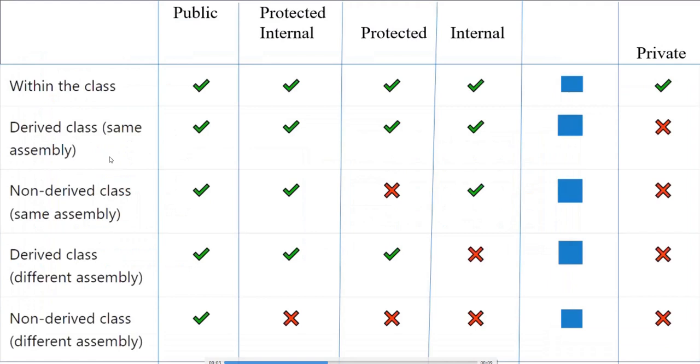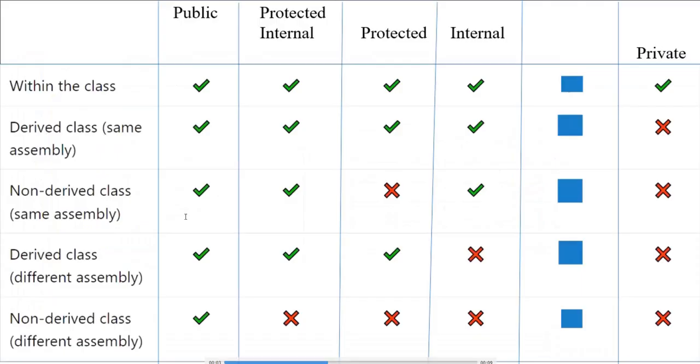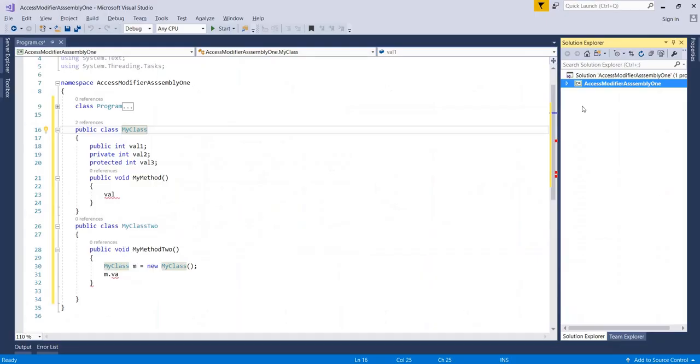So by the definition of protected, we can access within the class, as we have already seen, and also we can access from the derived class in the same assembly. We have also seen the concept of assembly in a previous chapter. Same assembly means we have a single project inside this solution. So we now have only one assembly.